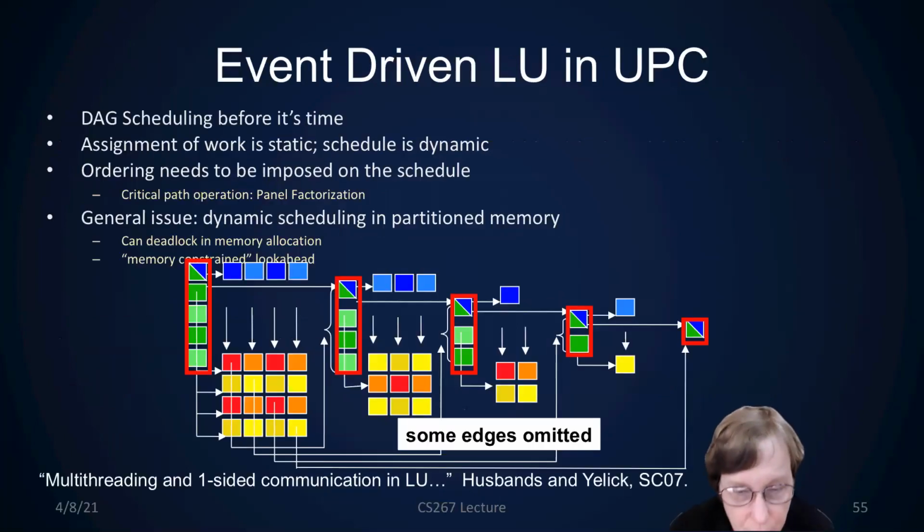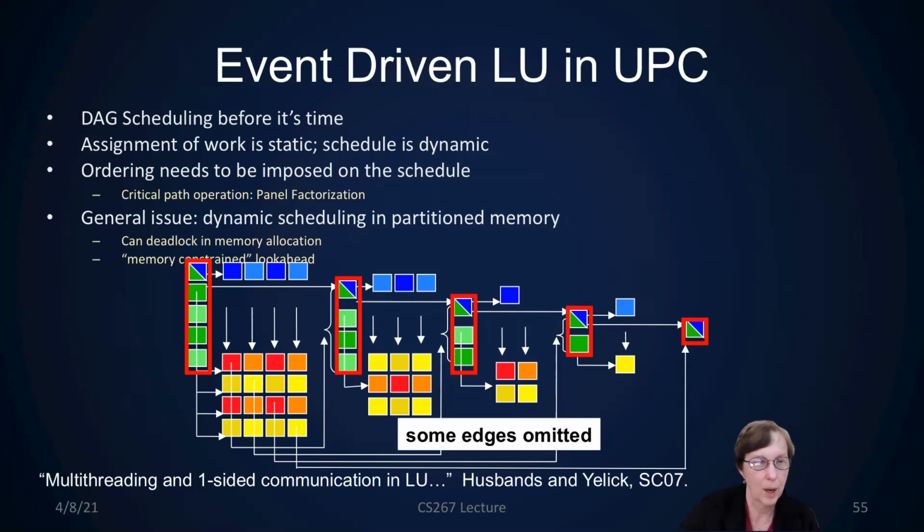And a project that I worked on years ago in UPC with Parry Husbands, who was at the lab at the time, was looking at LU factorization and doing this dynamically. So this is a static assignment of the tasks to the processors, but a dynamic scheduling of when the work is going to get scheduled. This just gives you another pictorial of how the work unfolds in something like LU factorization.